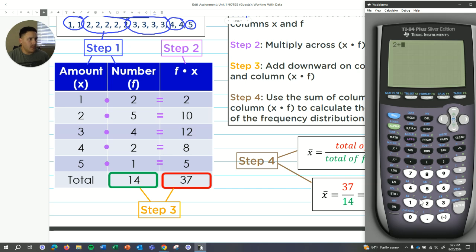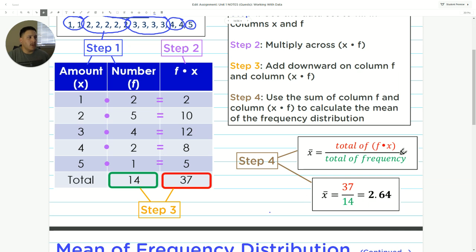So again, 2 plus 10 plus 12 plus 8 plus 5 will give me 37. And then 5 plus 2 plus 4 plus 2 plus 1, when you total that out together, will be 14. Now, the total of F times X, this red number, enclosed by the red rectangle is 37. So 37 goes on top.